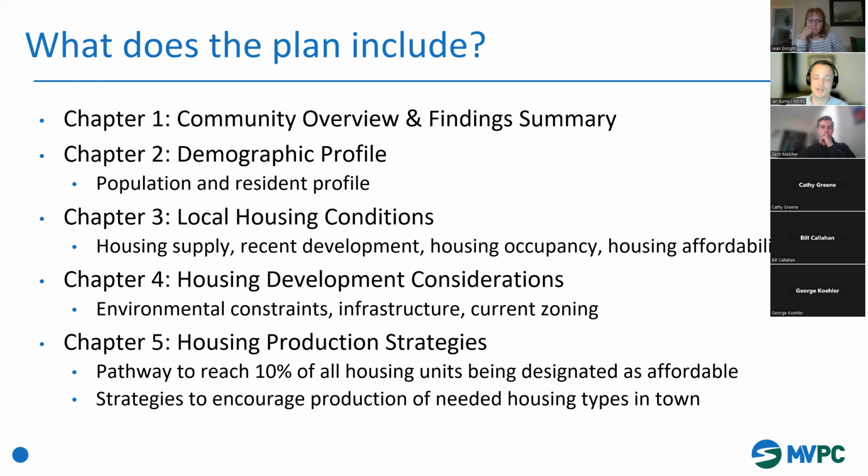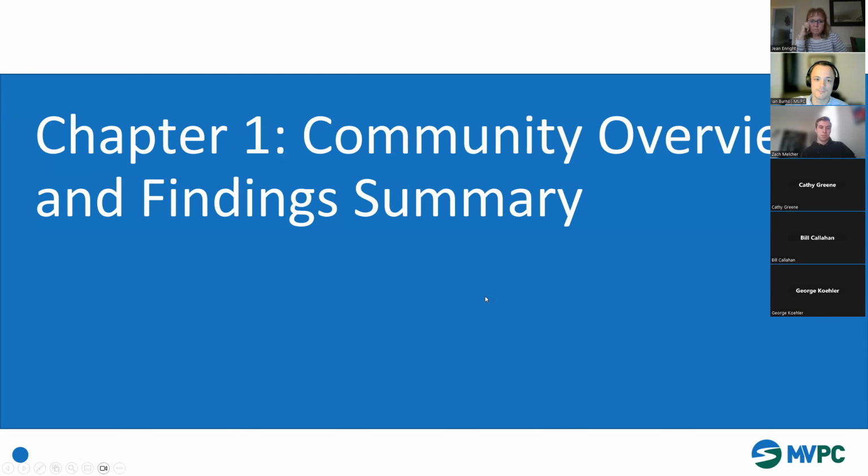And then the fifth and final chapter is really the key to this whole thing, those housing production strategies. So given everything that we've talked about and reviewed in the first 4 chapters of the plan, what are a few key strategies that the town could use over the next 5 years to help achieve its goals and help address any of the challenges that may have been seen in the earlier chapters?